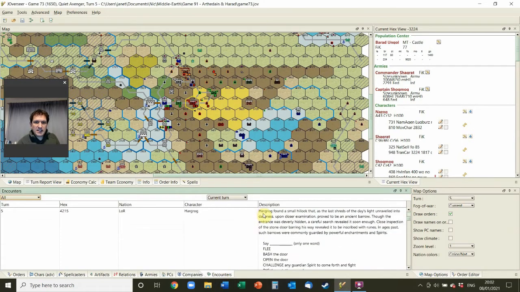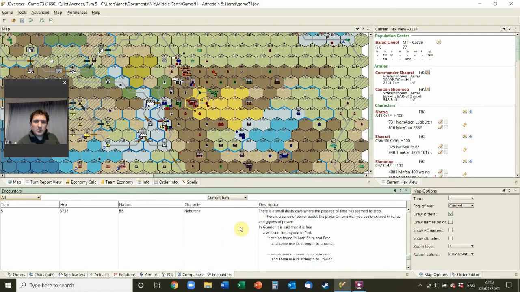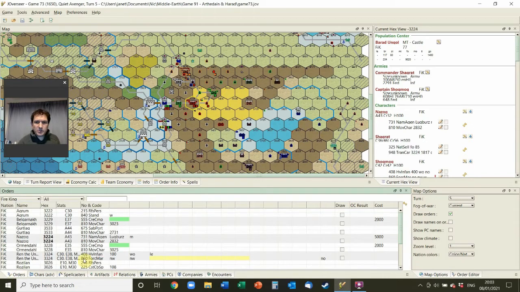And finally, encounters, which gives you lots of information of which encounters have happened where. Normally at this stage of the game, 5 turns in, there are quite a few encounters happening because we've started locating artifacts and sending people off to pick them up. Right, well that's a bit of a crash course.